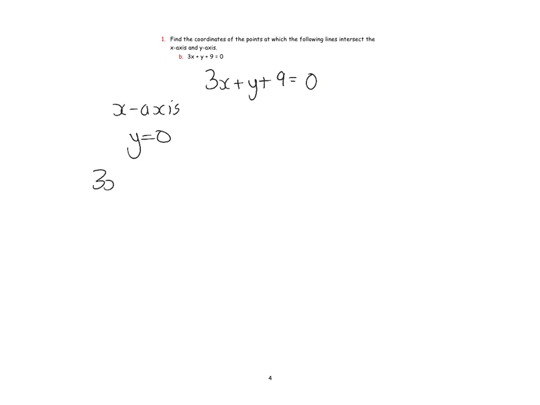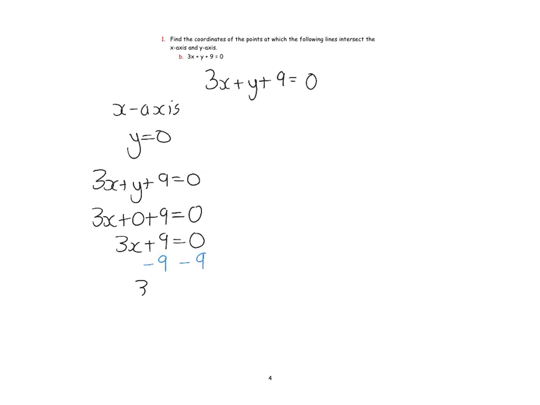So what we do is we take the equation of the line 3x plus y plus 9 is equal to 0, and we let y equal 0. So we get 3x plus 0 plus 9 is equal to 0. So this will be 3x plus 9 is equal to 0. We can take 9 from both sides, and we'll get 3x is equal to minus 9. Divide both sides by 3, and we'll get that x is equal to minus 3. So then the point we have is minus 3, 0, and that's where the line intersects the x-axis.